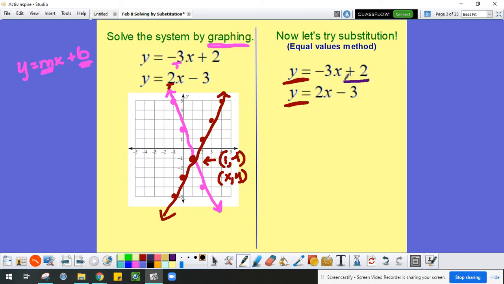So I'm going to take the first one, negative 3x plus 2, and I'm going to say that that equals the second one, 2x minus 3. Now, what you should notice after I've done that first step, y is gone. Now I have an equation with one unknown. And this is like what we did at the beginning of the year when you had a variable on both sides of the equal sign.